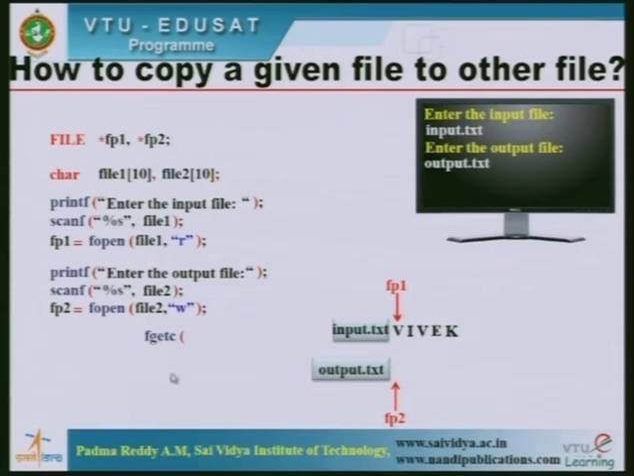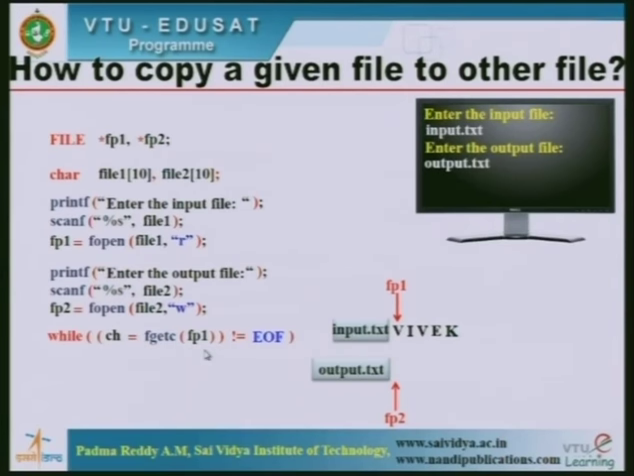Now we have to read character by character from the input file and send it to the output. So let me use the function fgetc(fp1). Whatever fp1 points to, say V, that will be read. This V is read and copied into which variable? ch. Now after that we check whether it is not equal to end of file. This process has to be repeated, so we write while.